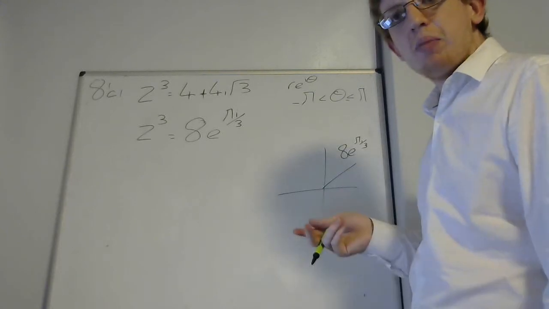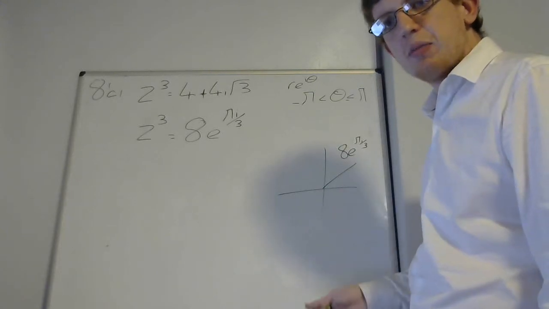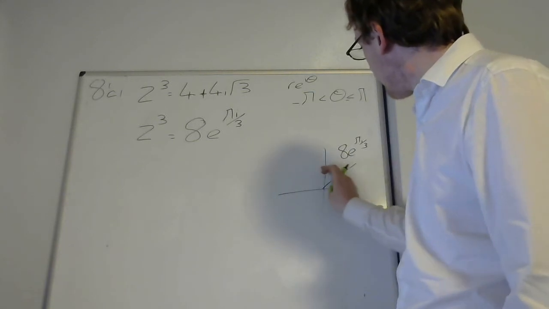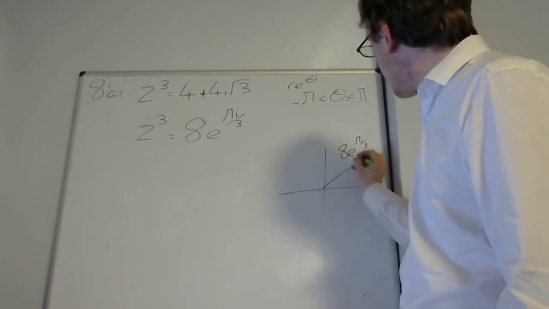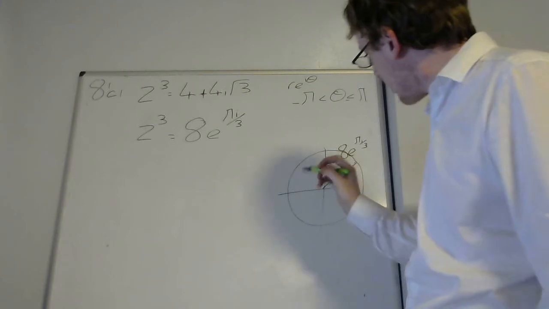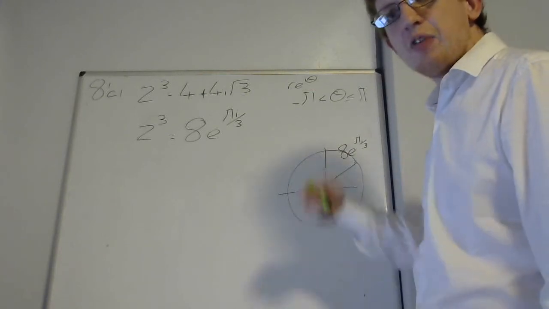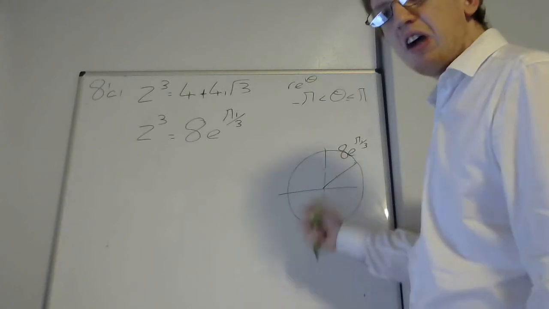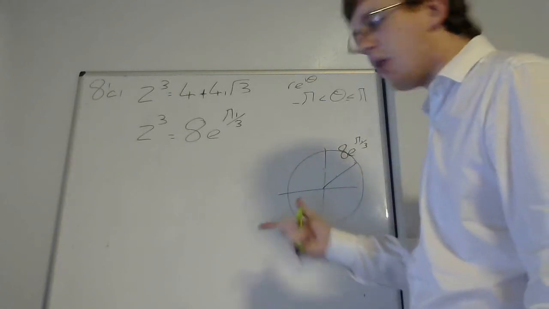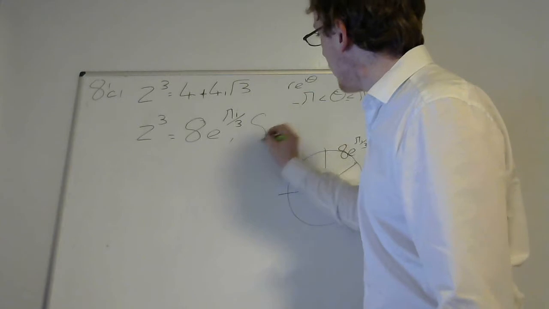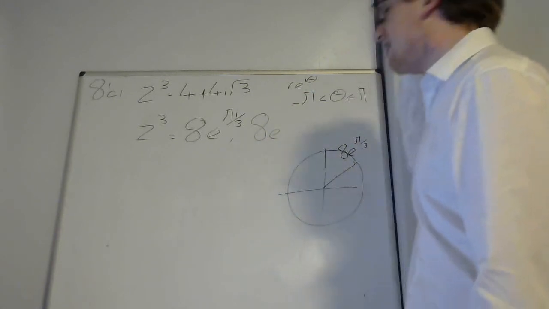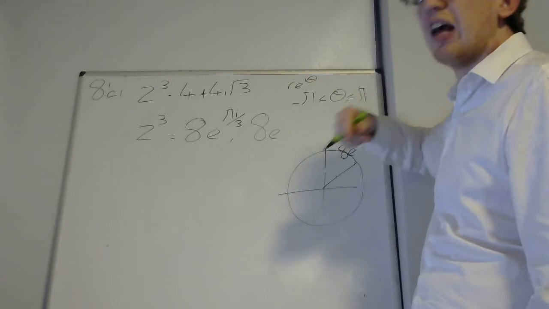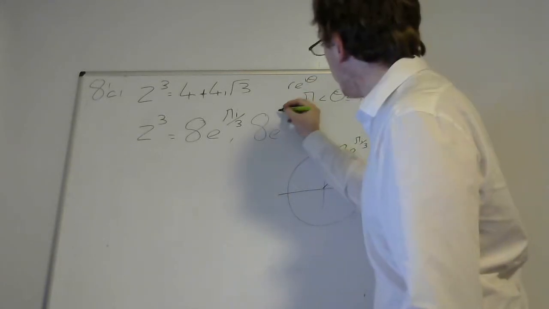To get another complex number that's identical to that, you go around the Argand diagram. Let's say it's here. You go around the Argand diagram once more. So if I go around once more, that's the same as going a whole 2 pi round the Argand diagram. So I'll add 2 pi onto my argument. So this number is the same as 8e, 2 pi is 6 pi i on 3. So 6 pi on 3 plus pi i on 3 gives me 7 pi i on 3.